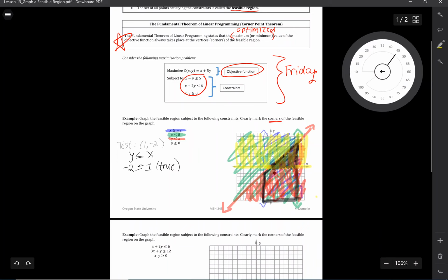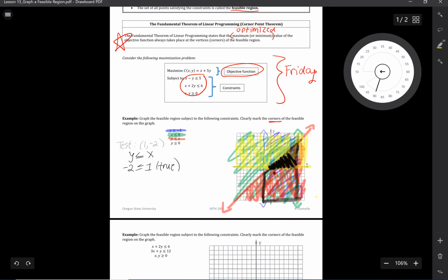Let me make it a little bit darker. This is my feasible region. So that means that all of the points in this little area satisfy every single one of these constraints. So all of the x values are between negative 2 and 8, y is less than or equal to x, and y is greater than or equal to 0.